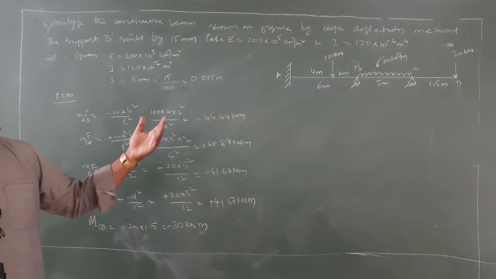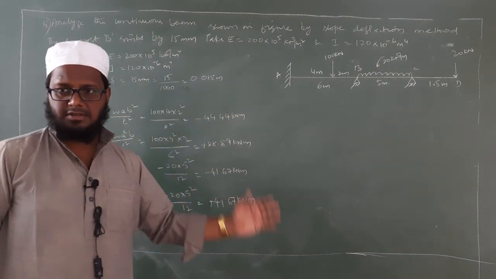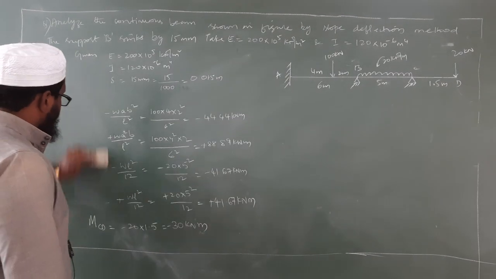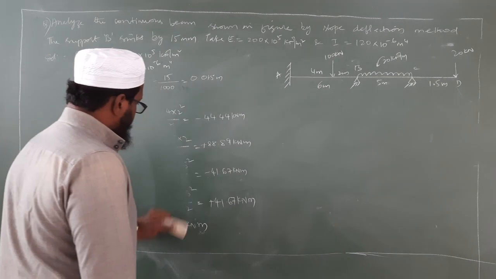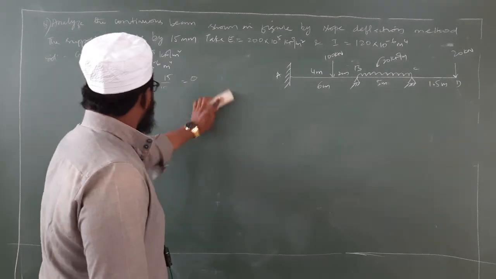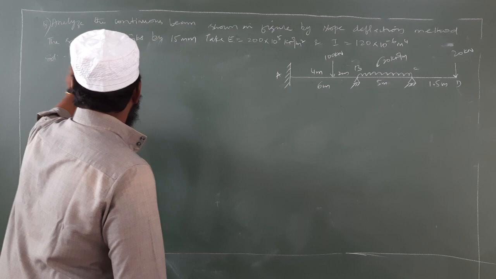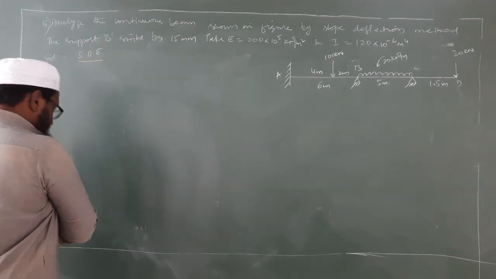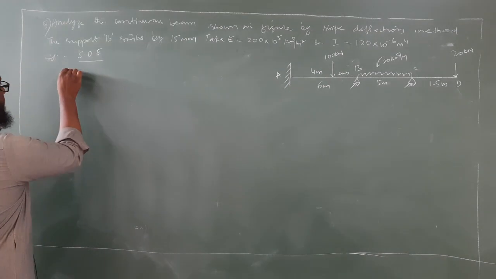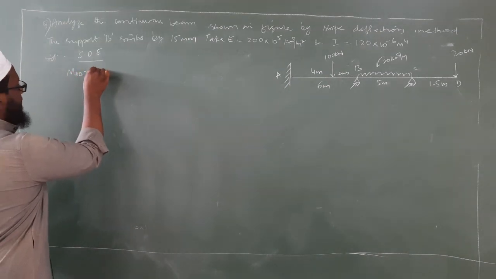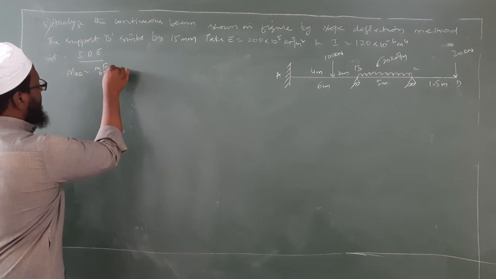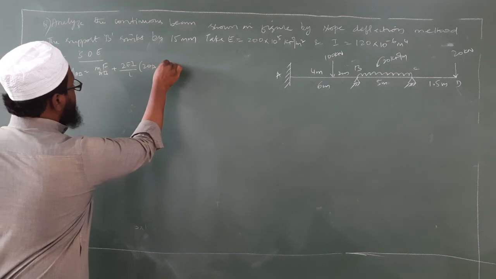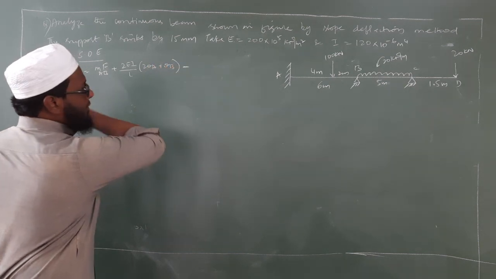Then we'll go for the next step, that is the calculation of slope deflection equations. We'll form slope deflection equations. So I will write here slope deflection equations. What is the first one we have? Capital MAB is equal to MFAB plus 2EI by L into 2 theta A plus theta B, minus or plus?